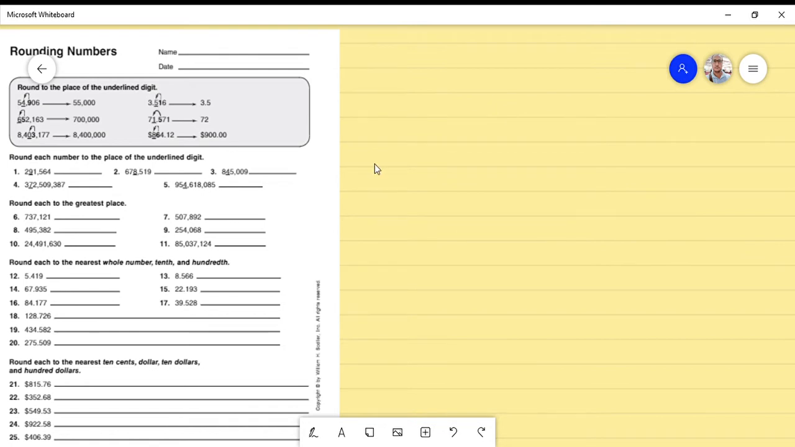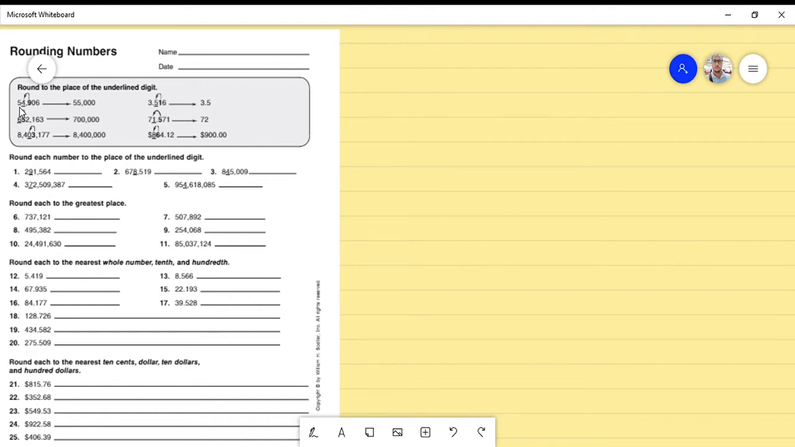This is the third lesson today, rounding a number. As I said before, rounding a number means look at the number to the right of the underlined digit, and round to the place of the underlined digit. For example, the underlined digit is 4, so look at the digit just to the right of it. Here it is 9, so will 9 round up or round down?